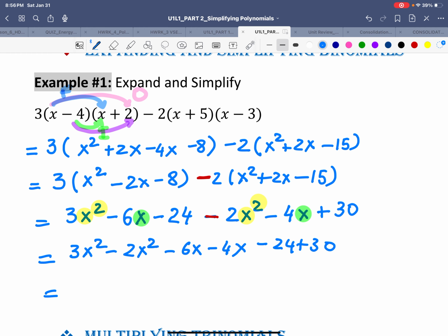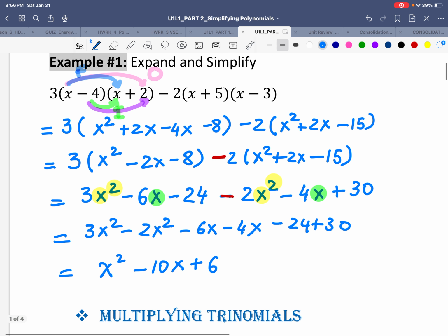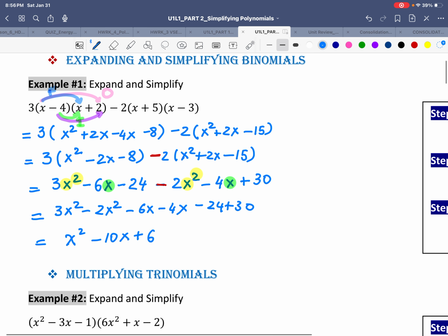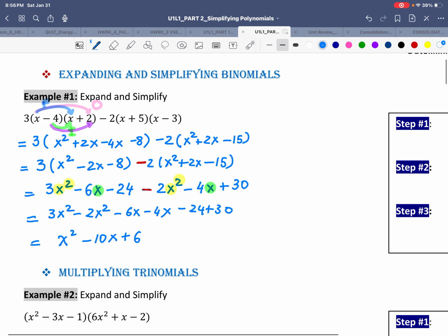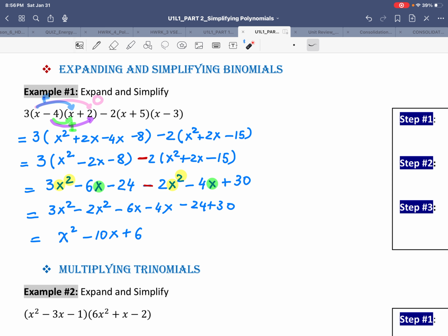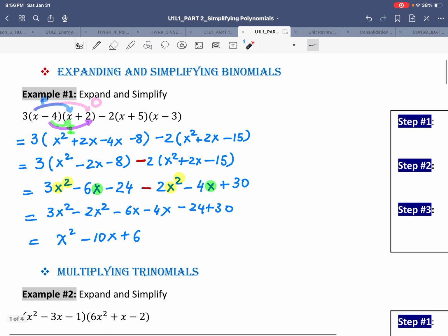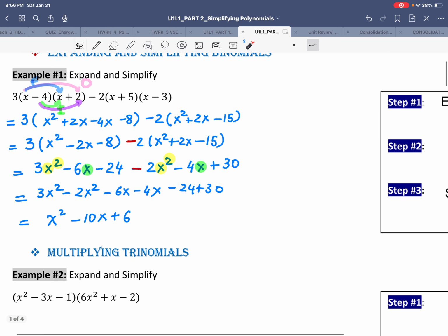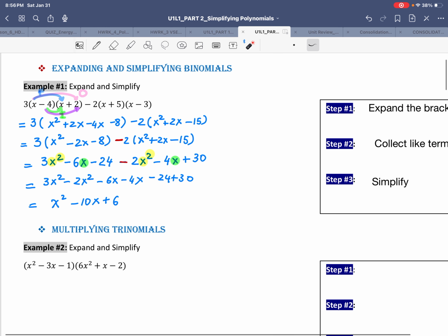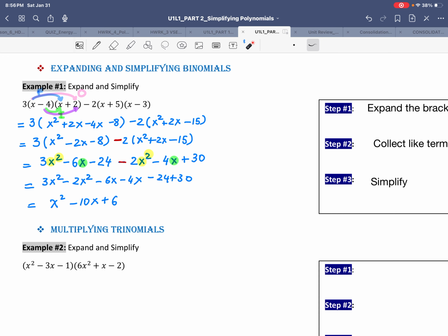And lastly, we'll simplify completely: x squared minus 10x, and then negative 24 plus 30 is positive 6, and that would be the most simplified form. We're done with this question. And before we leave, we're going to go over the steps of what we did to simplify this expression. Obviously, this is a very basic example, but I want us to focus on the strategy of how we approach performing any task in math.